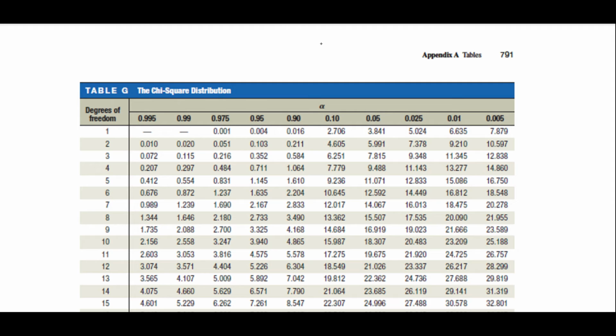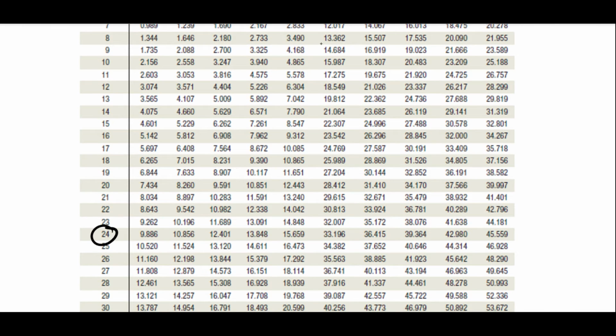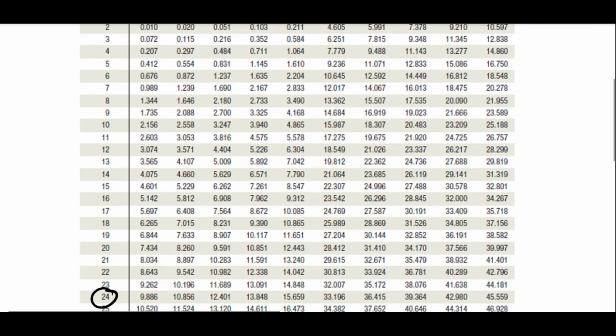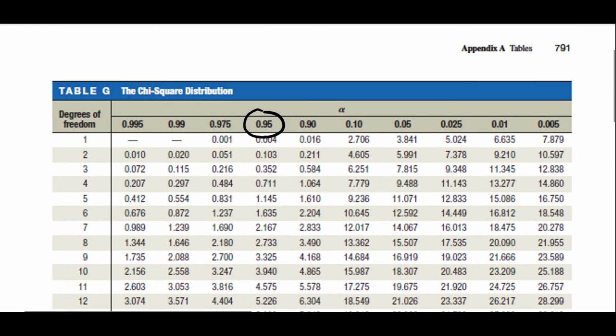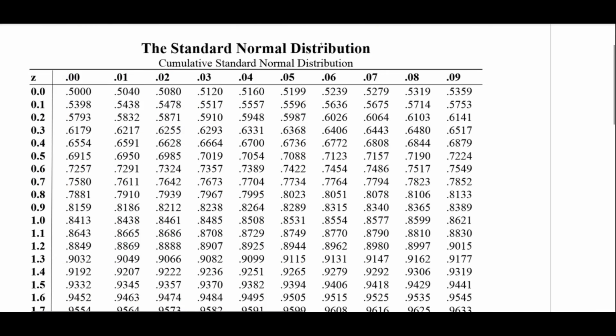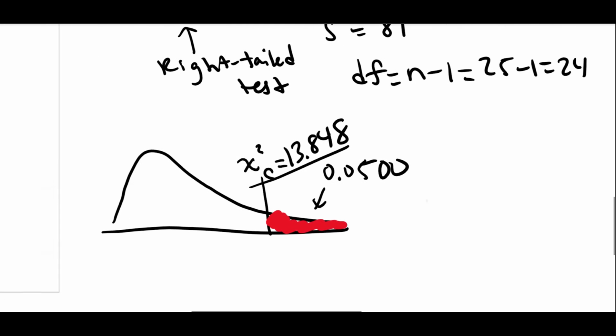So on the chi-square table, we're going to look up 0.95 and 24 degrees of freedom right here, and then figure out where those two intersect, which in this case is right here. So my chi-square critical is 13.848. So 13.848 is my chi-square critical. Okay, so let's go ahead and label that. That's my critical value.